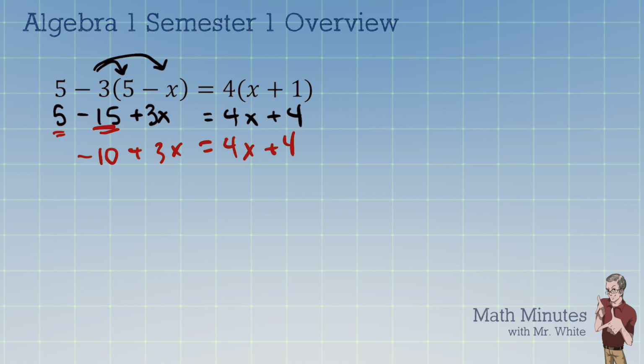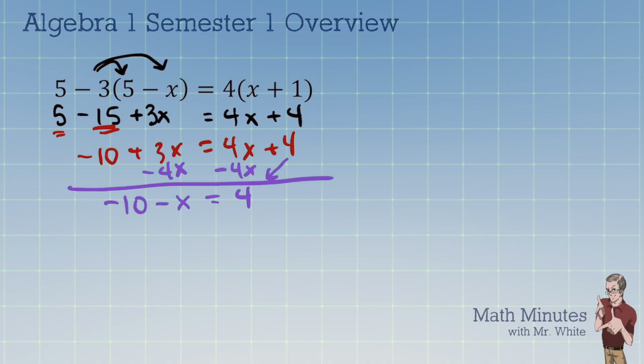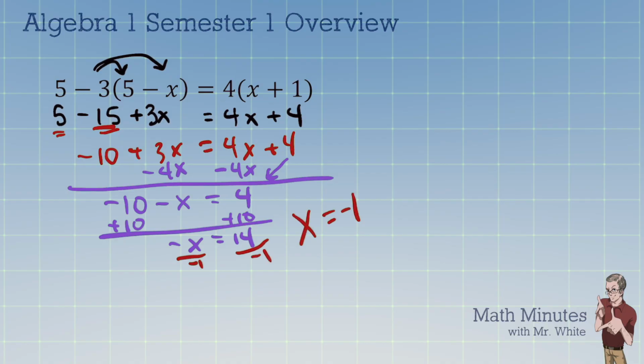Okay, so we have x's on both sides. We do not have 7x here. Instead, let's subtract 4x from both sides. That's how we will merge them together, and we get negative 1x equals 4, because this 4 just comes down, right? We can then add 10 on both sides, and we get negative x equals 14, and then if you divide by negative 1, you get x equals negative 14.